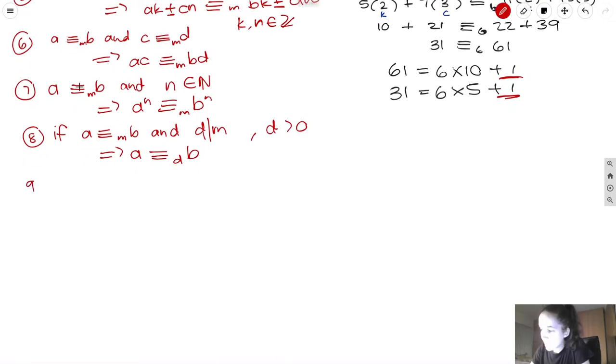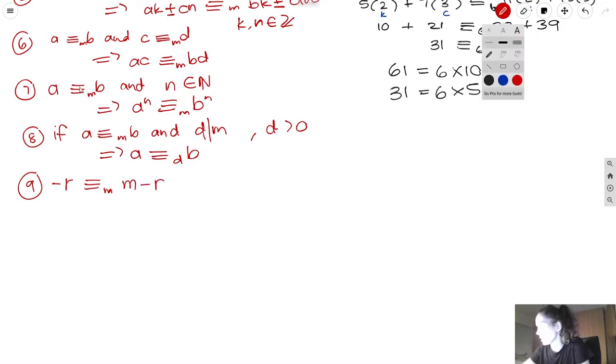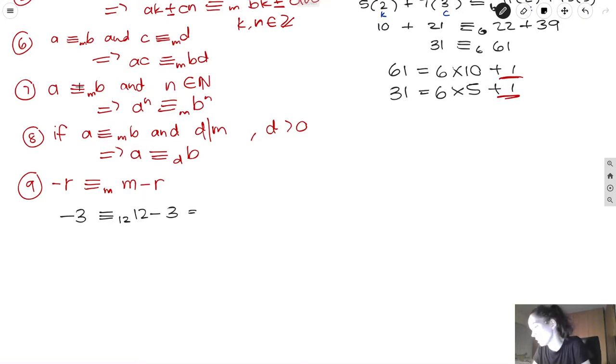Then we have that minus r is congruent to m minus r. So kind of like the example we had at the top, minus 3 is congruent to 12 minus 3, this side is going to be equal to 9. So, in other words, you can use negative numbers as well, and you can rewrite negative numbers as positive numbers using modular arithmetic.